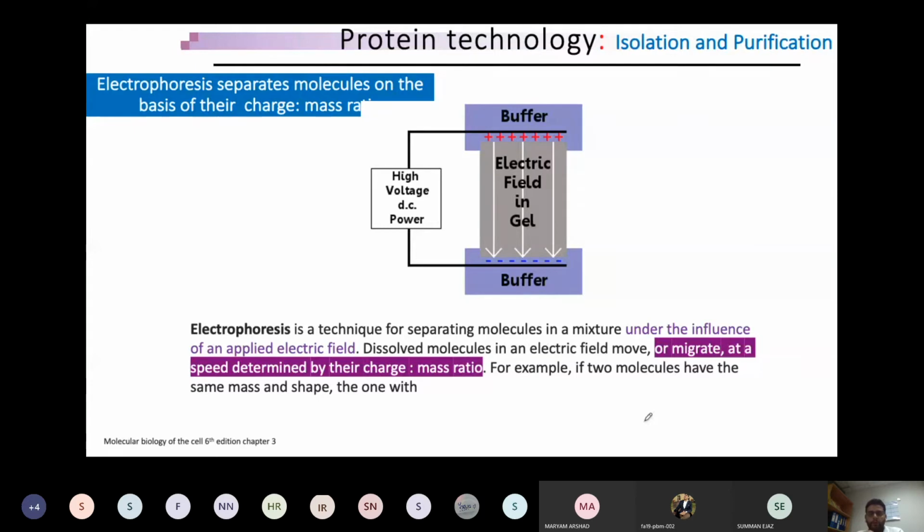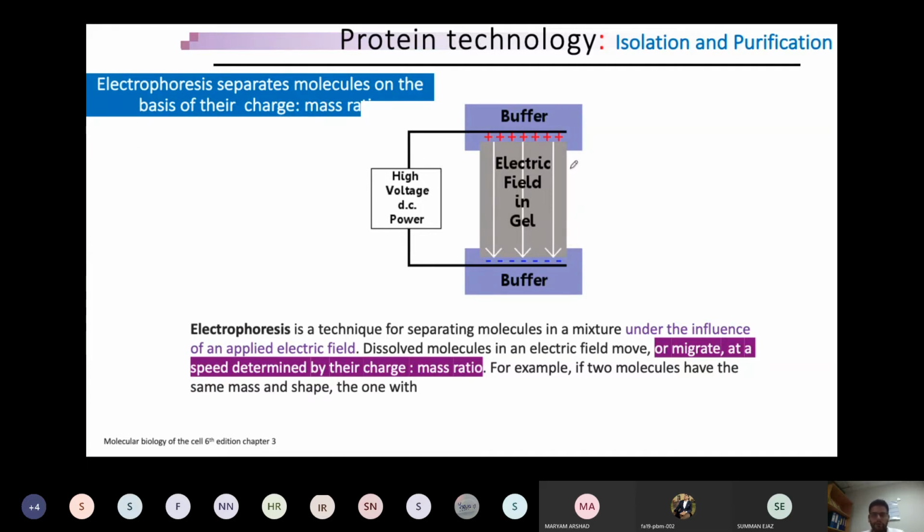So we have seen about the centrifugation, but there is another technique which could separate proteins, and this is called electrophoresis. We all know what electrophoresis is: the name says, under the influence of electric current, you are going to separate molecules from each other. And most of the time, electrophoresis works on charge to mass ratio. It's a very, very fundamental thing.